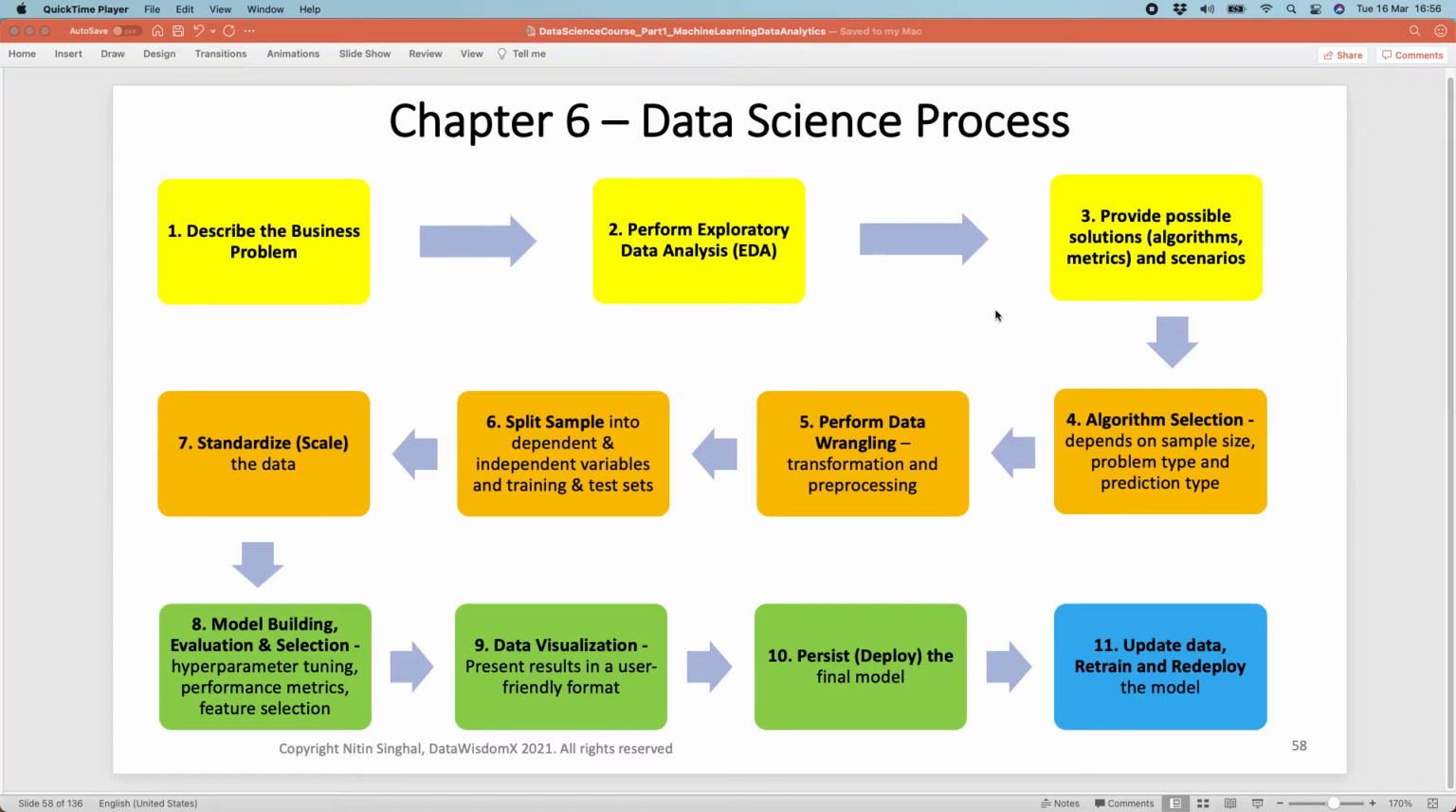This is part one, machine learning and data analytics. So in this lecture series, we'll cover the data science process. Now, this is a very critical activity which you need to understand before you start building the models.